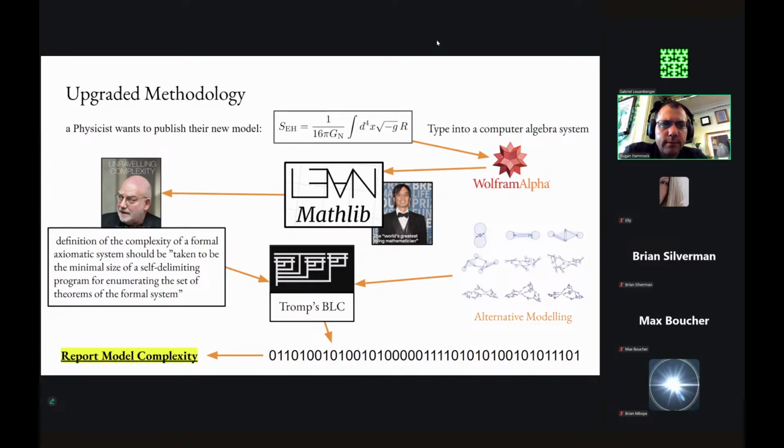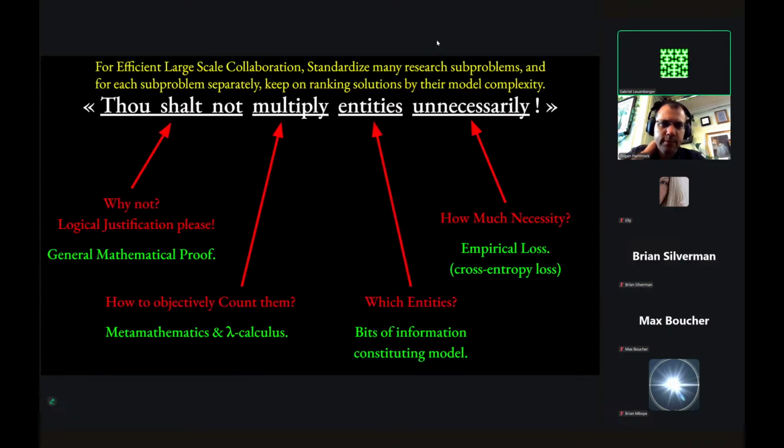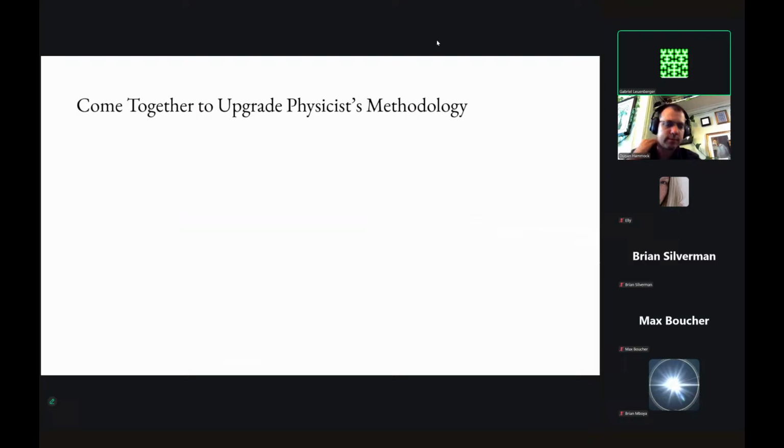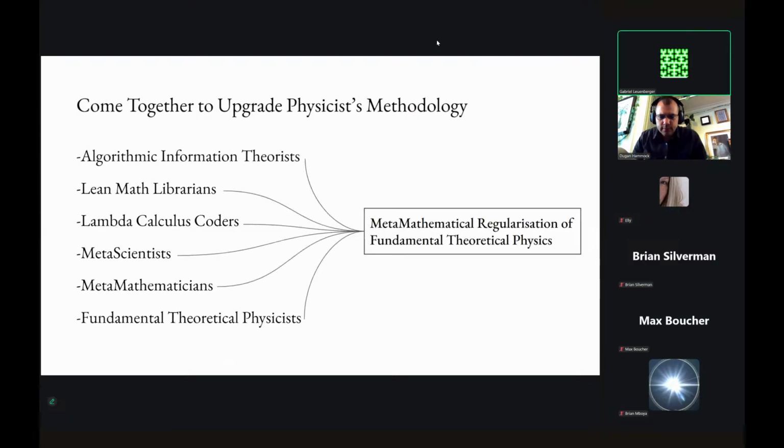So this cross entropy. And then what they do for the optimizer is they just add the model complexity to the empirical loss together, and they call this the regularized loss. So that's regularization, right? And that's why I call this meta-mathematical regularization here, a theoretical measure for physics research.